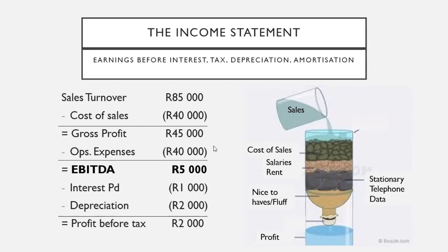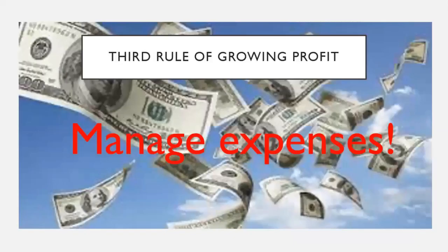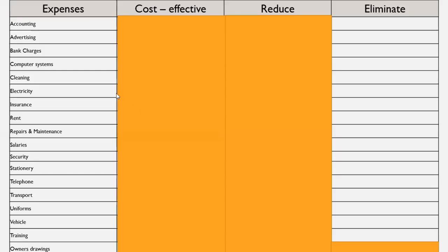And so we're going to focus very much on this line this morning, which is your operating expenses. And you'll see that when you look at your list of expenses in your business, it can go on and on and on. And so what we like to do is we look at which expenses can be made more cost effective, which expenses can be reduced, and if necessary, which expenses can be eliminated.